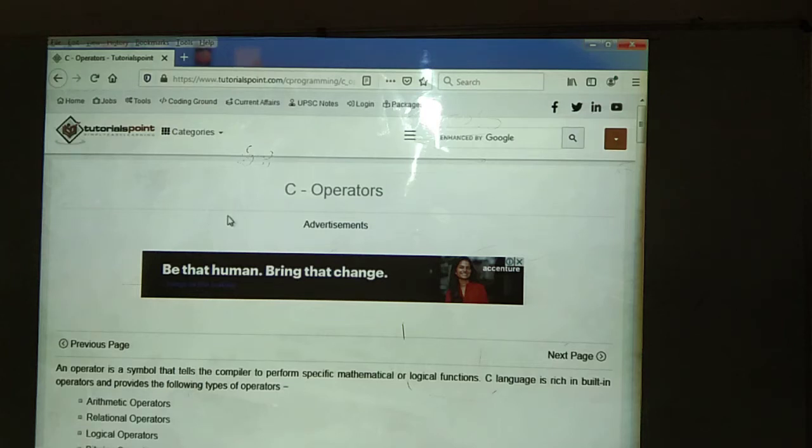Hello Ananda. Yesterday we completed the simple program execution, compilation and execution both completed. Now today we can start with the C operators.